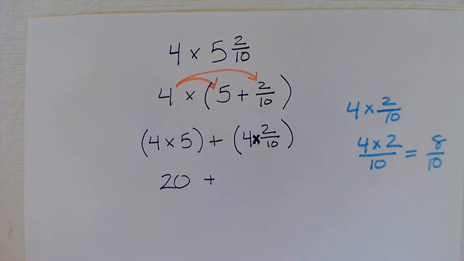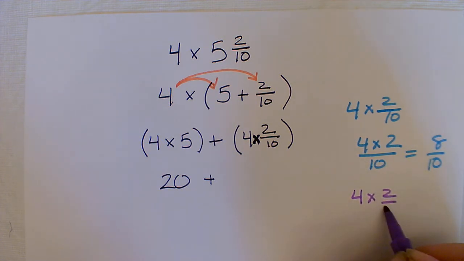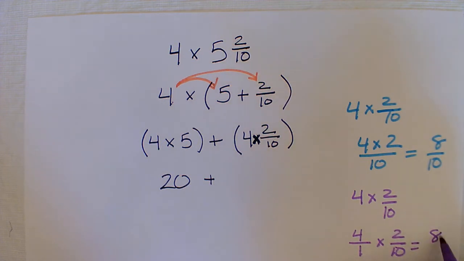The other way that you could do that is that you could go ahead and say that you have 4, we'll write it again, times 2/10. And I could say that I have 4 wholes times 2/10. So I have 4 ones or 4 wholes times 2/10. And I end up with 8/10.